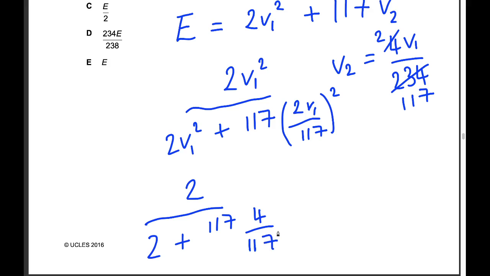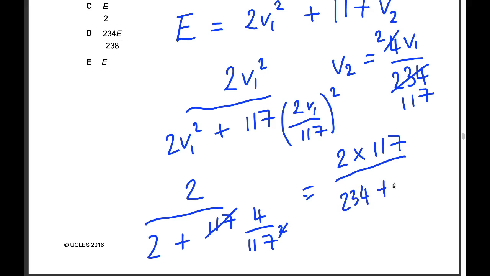So one of my 117s on the top and my 117 on the bottom of that little fraction down there, they can cancel. So if I times by 117 now on the top and bottom, I'm going to end up with 2 times 117, which is going to be my 234, over 234 plus 4. So it's 234 over 238. That should be my answer. 234 over 238. That is option D.